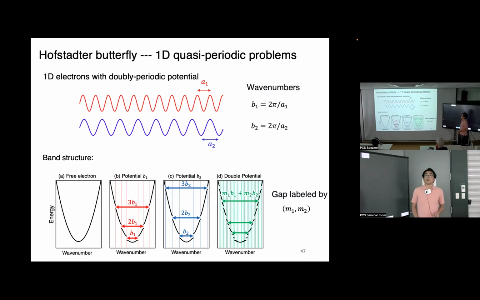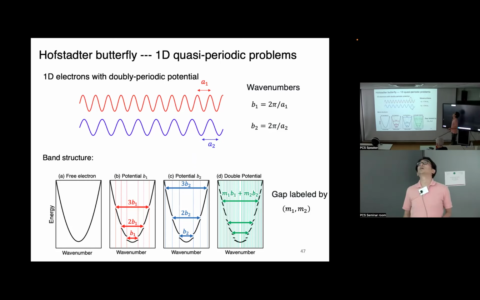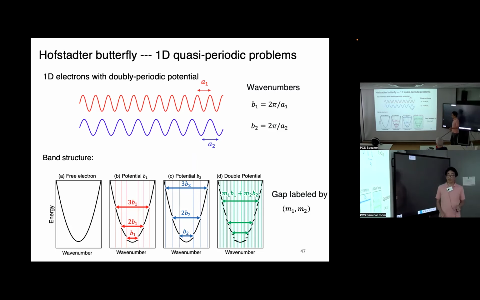Now, the Hofstadter butterfly is actually mathematical. This is a 1D quasicrystal problem. You have 2 incommensurate potentials, then your energy gap, the red one and the blue one, is the energy gap in different places, and if they have both, it's like this.